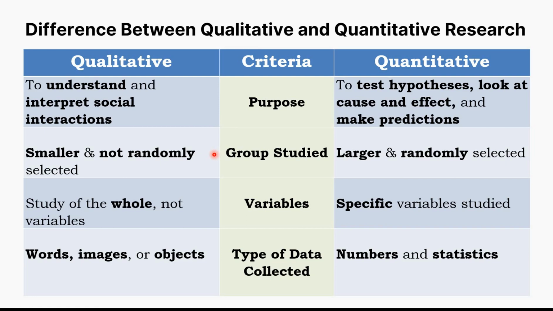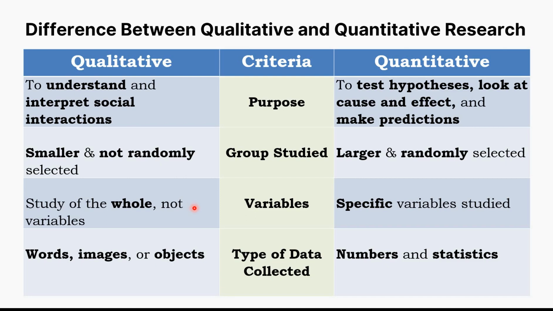Based on the subjects to be studied, qualitative has smaller participants, like one respondent for a case study, and not randomly chosen, meaning participants are not selected by chance as compared to quantitative research. As regards variables of the study, qualitative looks at the whole, not variables, while quantitative studies specific variables like age and mathematical ability of participants.